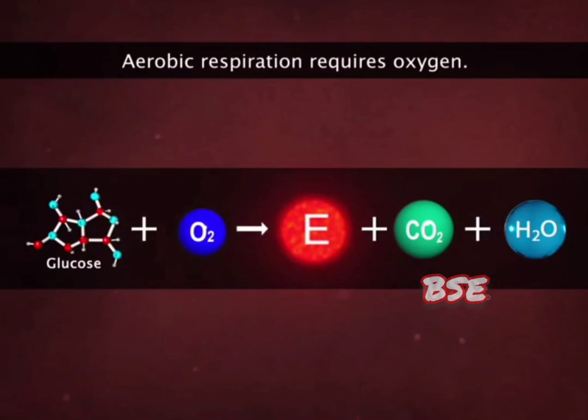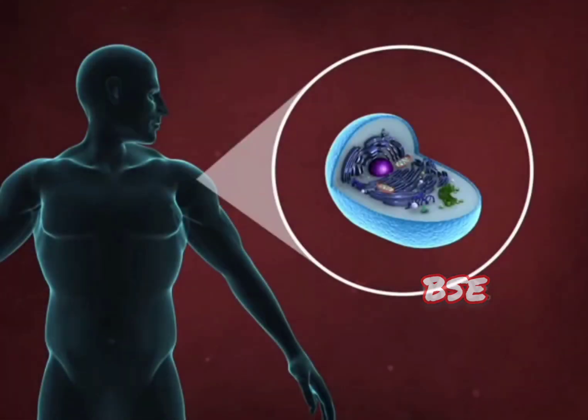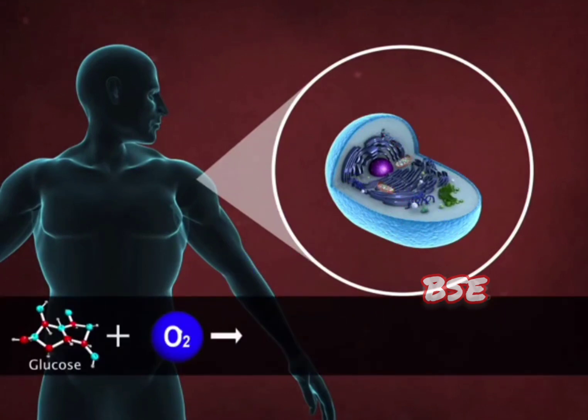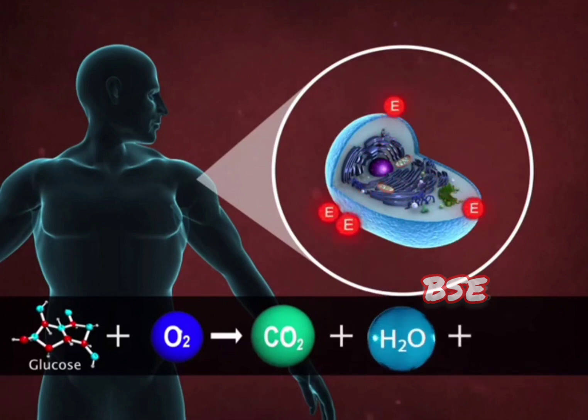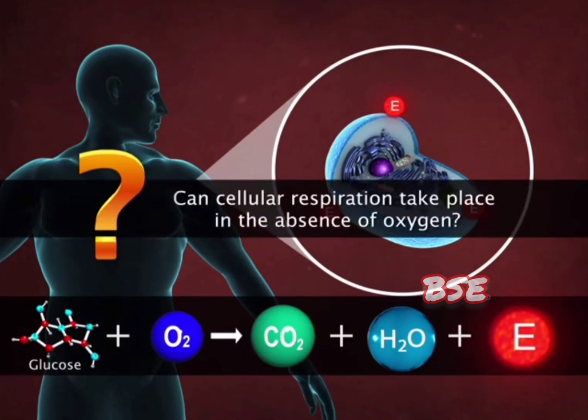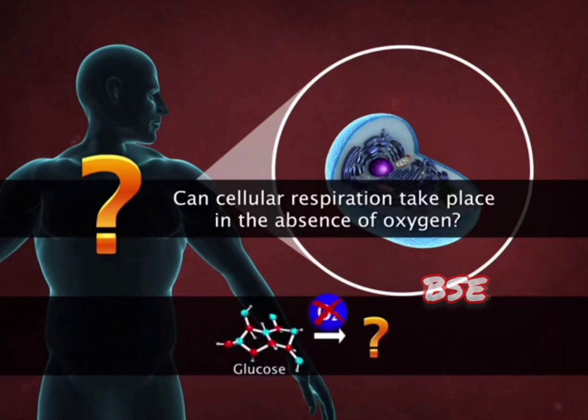Cellular respiration, which utilizes oxygen for the breakdown of glucose, is called aerobic respiration. In aerobic respiration, the reactants glucose and oxygen are converted into the products carbon dioxide, water, and energy in the form of ATP. What will happen if there is no oxygen? Will cellular respiration not take place?